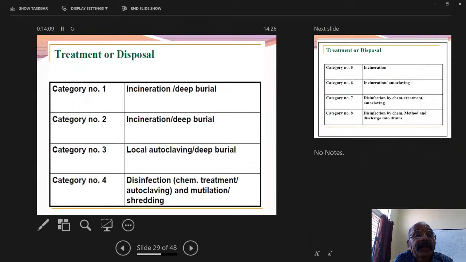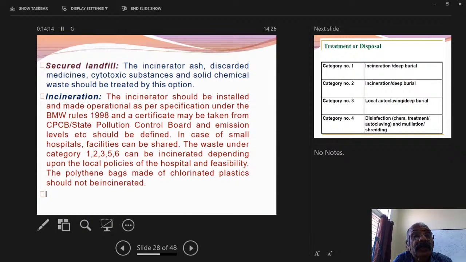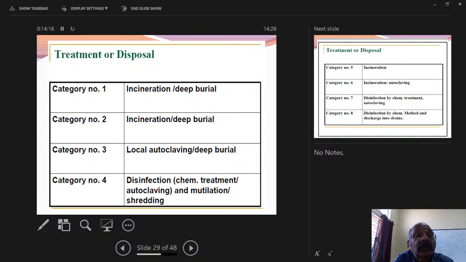So now again, let us go by category and see. Treatment or disposal of waste. Category 1, incineration or deep burial. Category number 2, incineration or deep burial. Say for the entire city, only one incinerator can be set up. In fact, in Andhra Pradesh and Telangana state, one incinerator for one district. That is what has been prescribed. Hyderabad is having 3 incinerators.